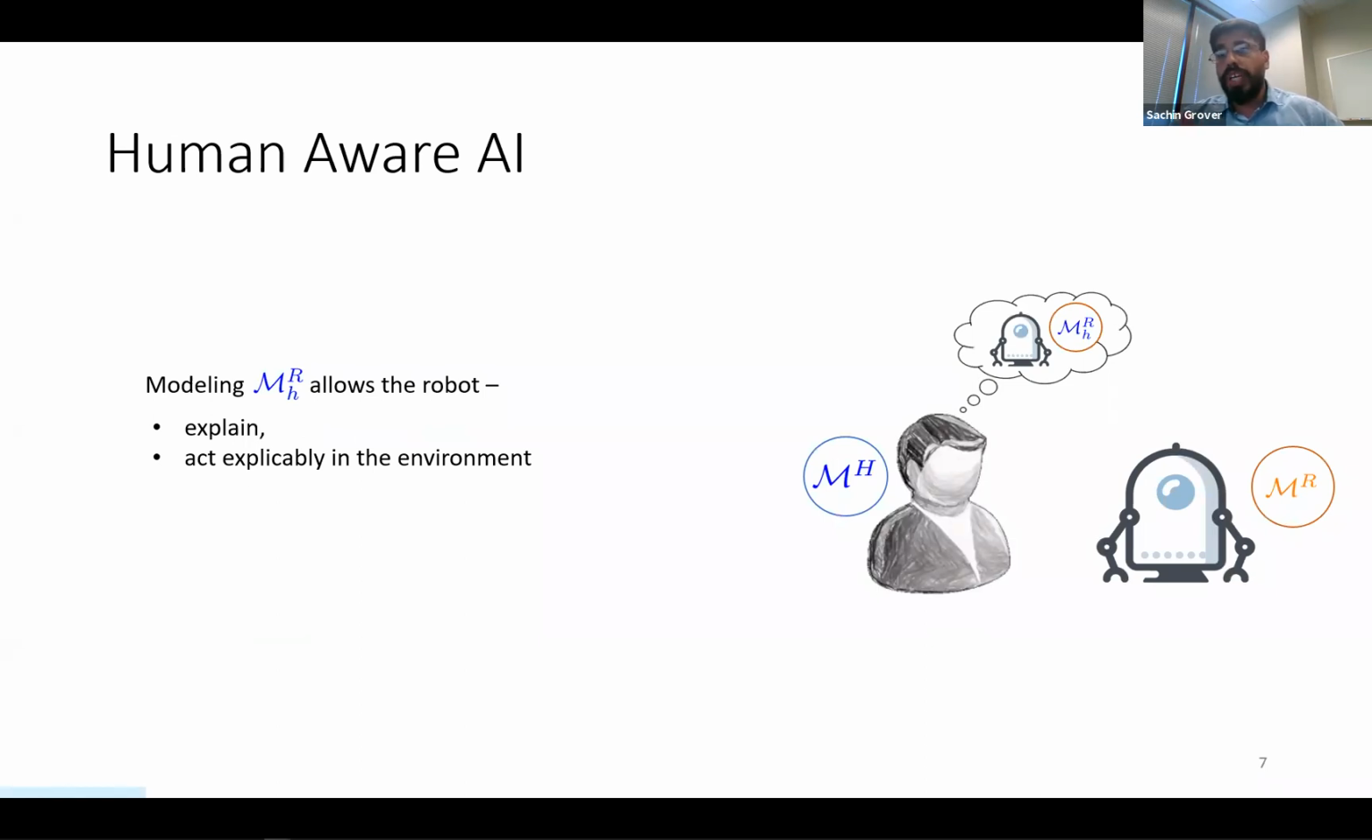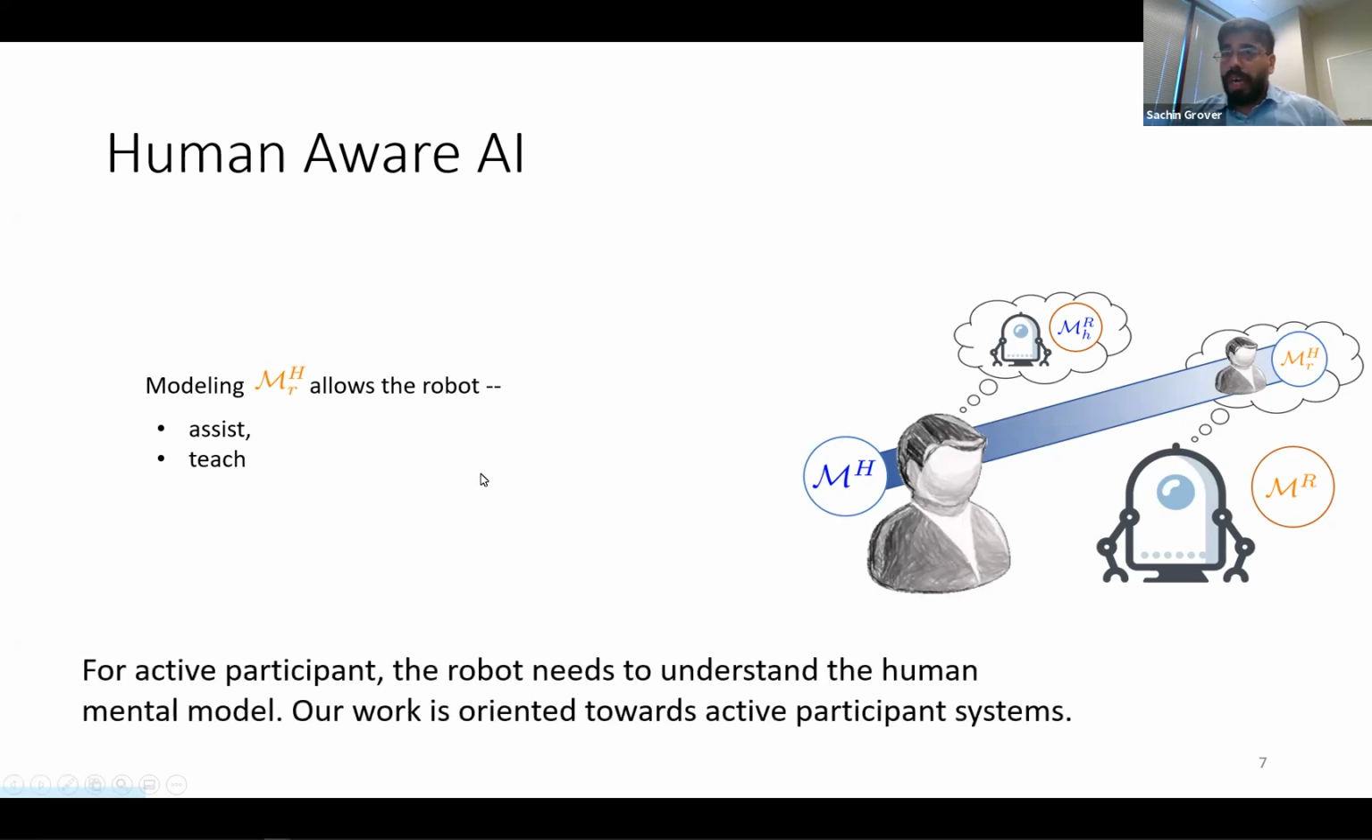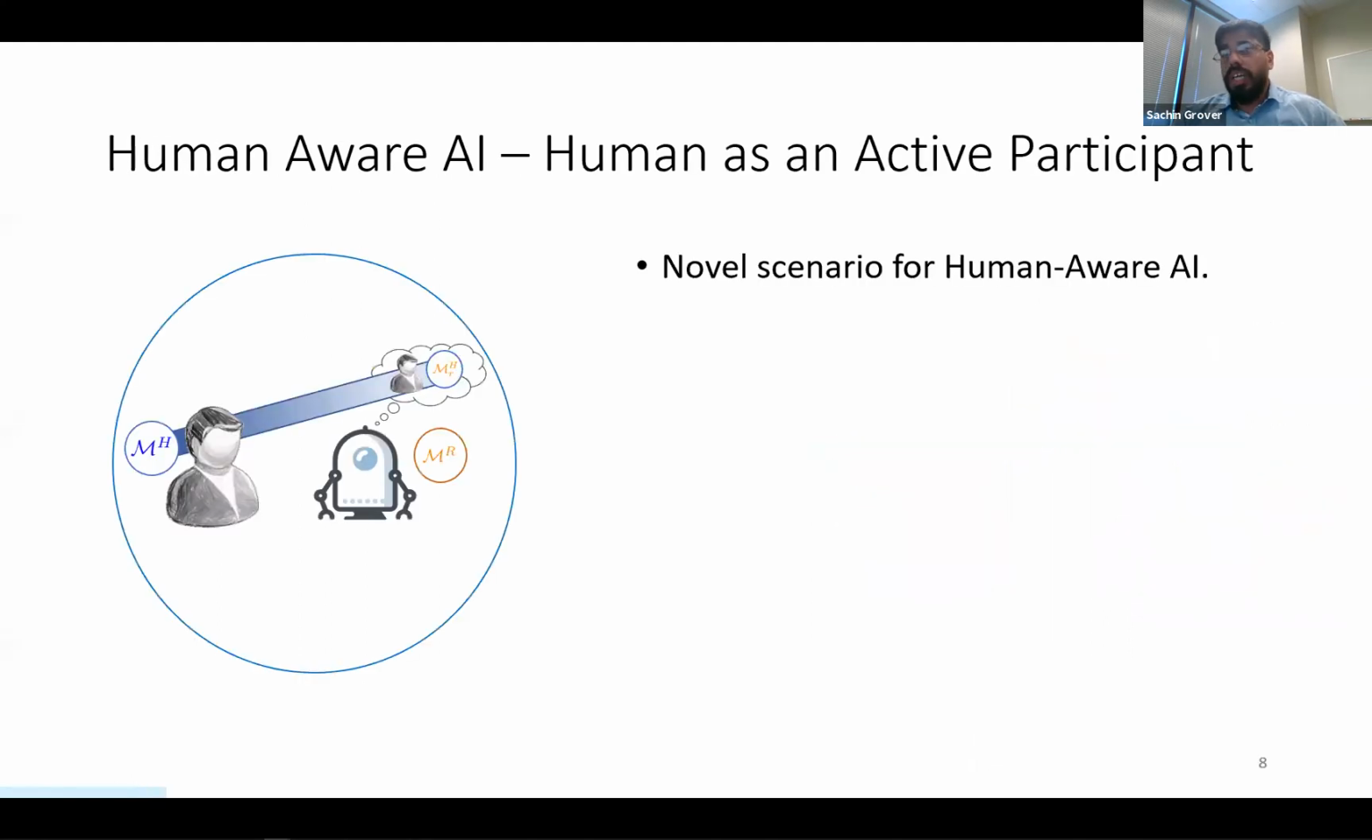Now, if we move to what active participant actually means, it means that the human model is an active participant, and the robot needs to understand that. Where it had to model MRH, it also needs to model the human's understanding. Once it starts modeling this human model, it can assist as well as teach the human. This is where active participant changes from the observant human. This is a novel scenario for human-aware AI.